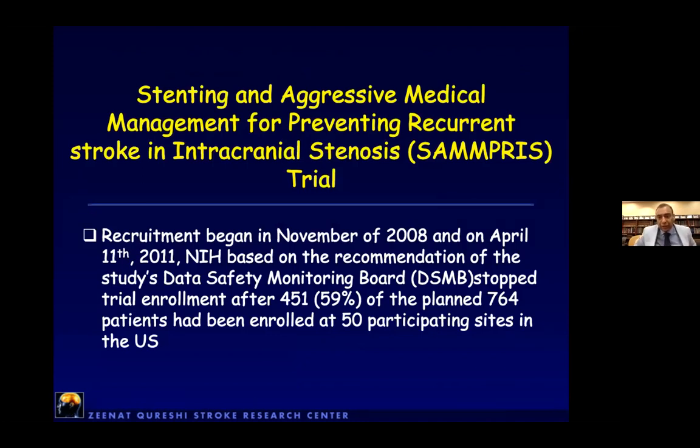So in theory, intracranial angioplasty and stent placement can be beneficial. Obviously, you have to do a clinical trial to see whether it actually is beneficial. There was a trial called Stenting and Aggressive Medical Management for Preventing Recurrent Stroke in Intracranial Stenosis, or the SAMMPRIS trial. It started in 2008 and completed in 2011, and it was a premature completion. Before the 764 patients that were supposed to be randomized were recruited, the Data Safety Monitoring Board recommended stopping the trial after only 451 patients, or 59% of the intended patients, were recruited.